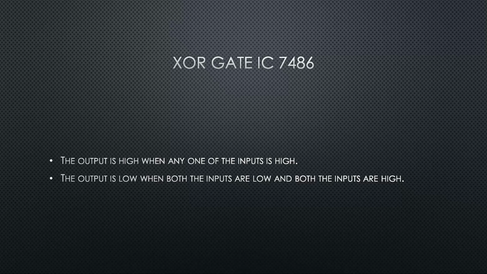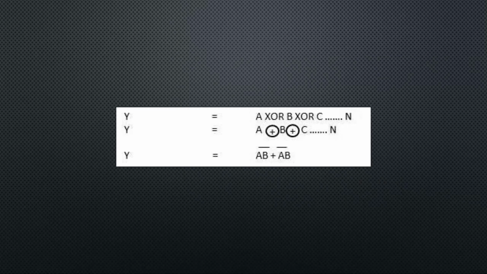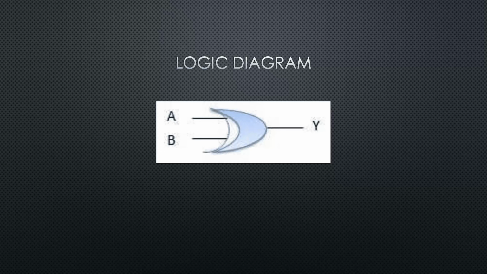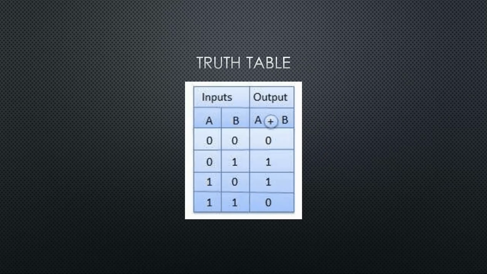XOR gate, IC 7486. The output is high when any one of the inputs is high. The output is low when both the inputs are low and when both the inputs are high. And this is how it is represented. Logic diagram. Truth table.